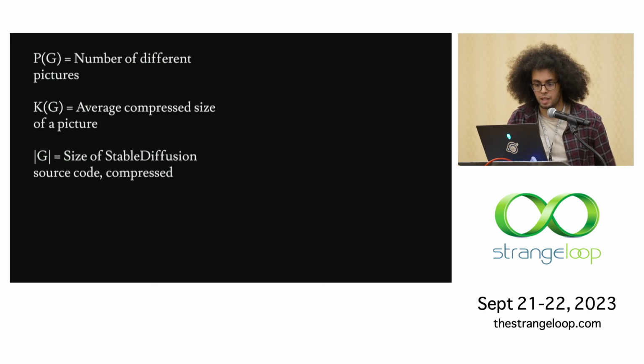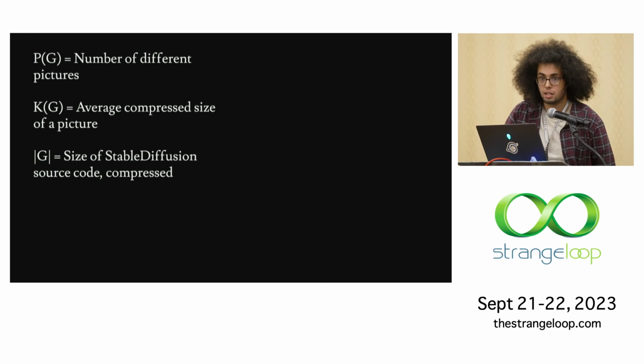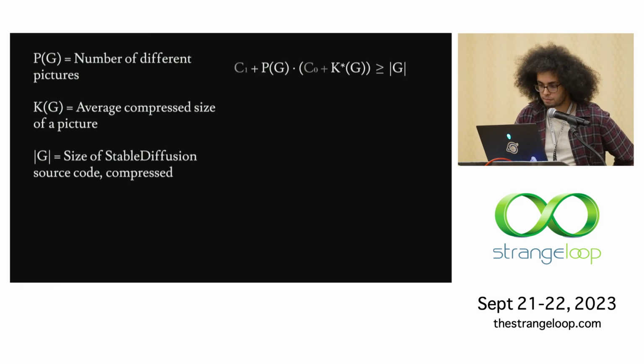So we can do the same thing with Stable Diffusion, for instance. Take these variables: the possibility space, the average compressed size of a picture given by Stable Diffusion, and the size of Stable Diffusion source code, compressed of course. And we don't have the first one. We have numbers 2 and 3. And we're going to estimate the first one.